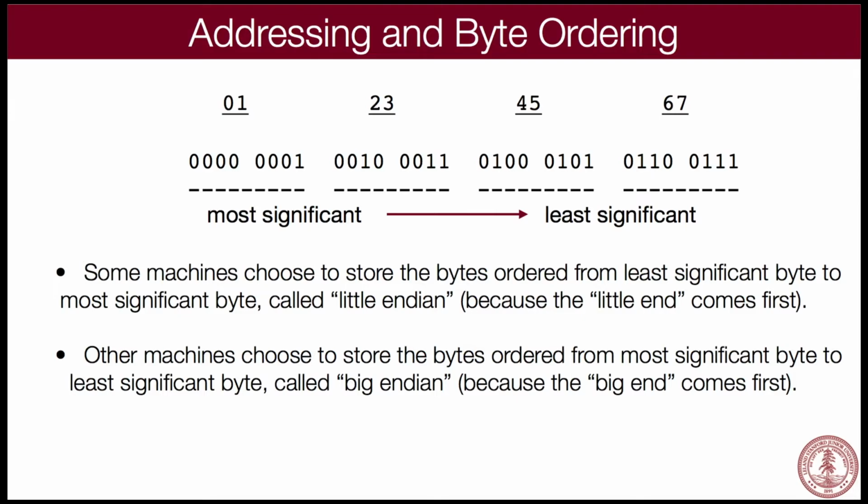And you think to yourself, why would they ever do this? Well, it was a choice somebody had to make, okay? And they said, we want the most significant part of the number to be highest in memory for some reason. And they made that choice. Well, what does that actually mean for us?